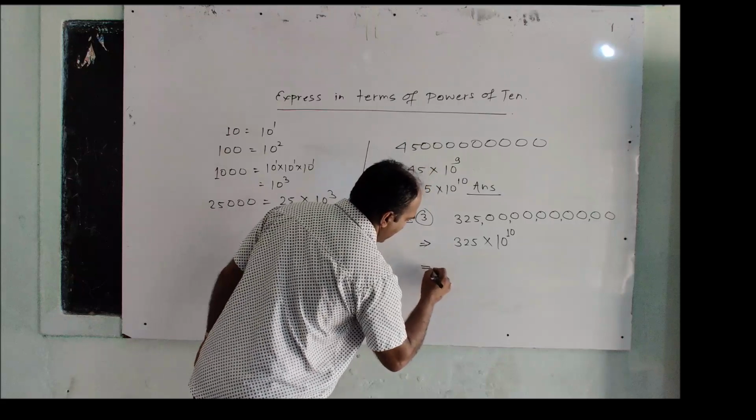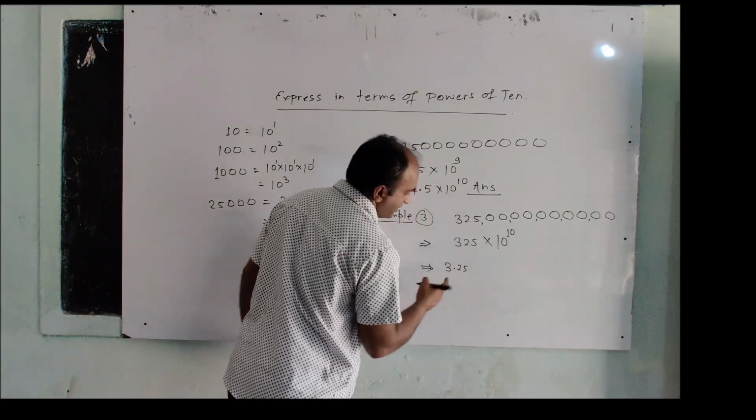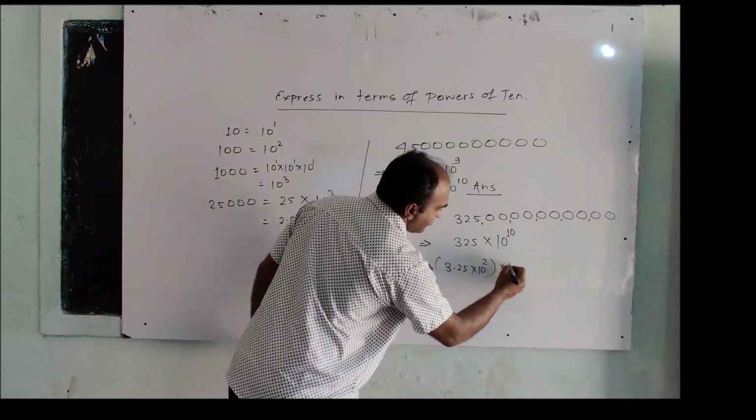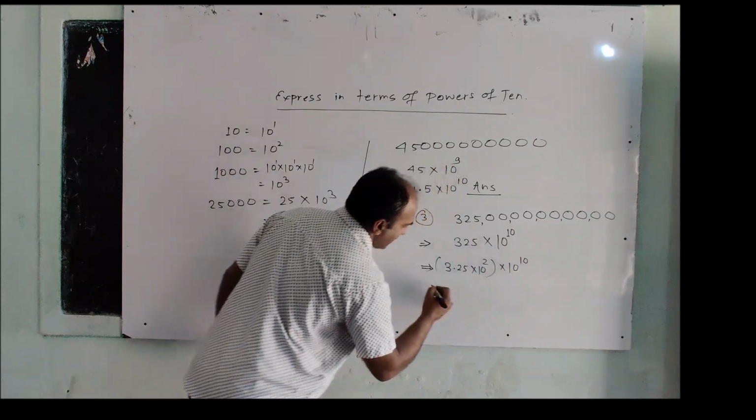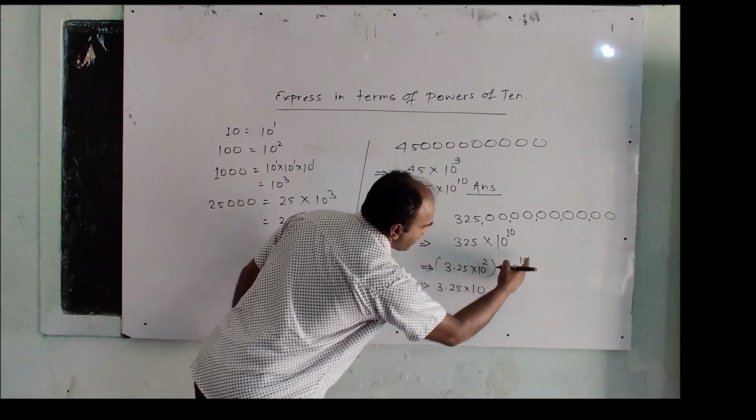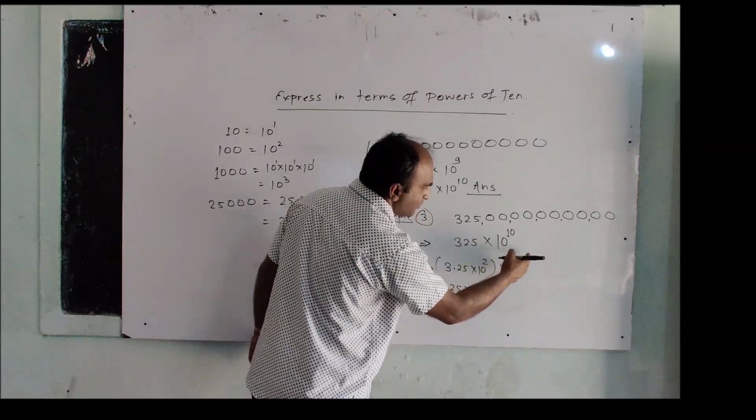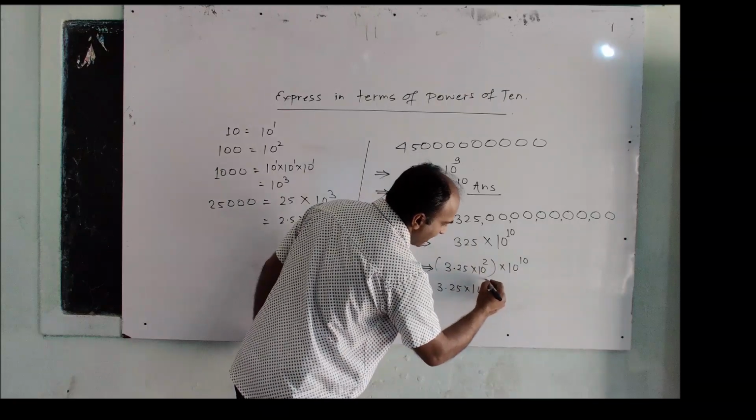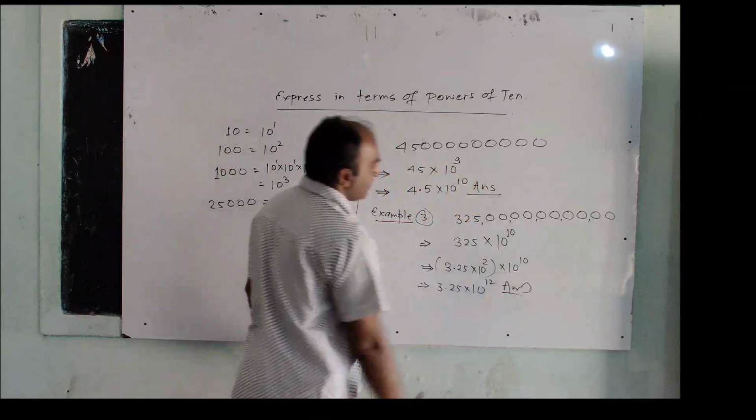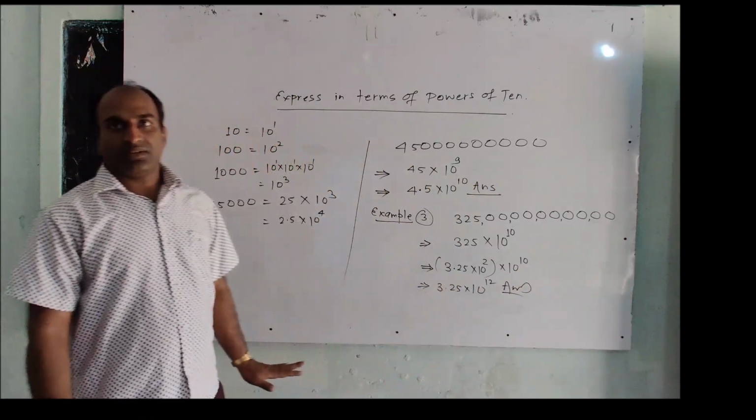To express this number, we can write 3.25 into 10 power 2 for this much only, and then the remaining is 10 power 10. So you can write 3.25 into 10 power 10 plus 2. According to the law of indices, we add the powers, 10 plus 2, which is equal to 10 power 12. This is the simplest form in terms of powers of 10.